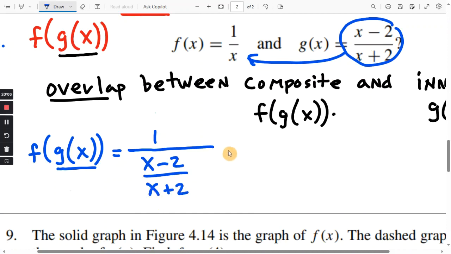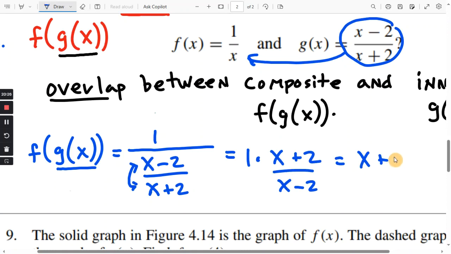All right, and using keep, change, flip: keep 1, change division to multiplication, and flip this right here. So it's going to be 1 times x plus 2 over x minus 2. And of course, 1 times anything is just going to be that thing. So x plus 2 over x minus 2.